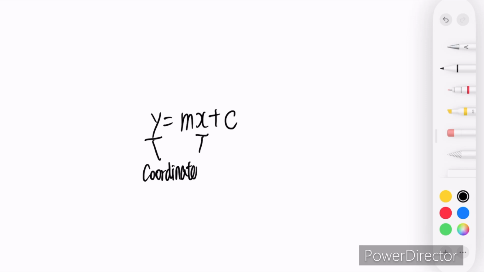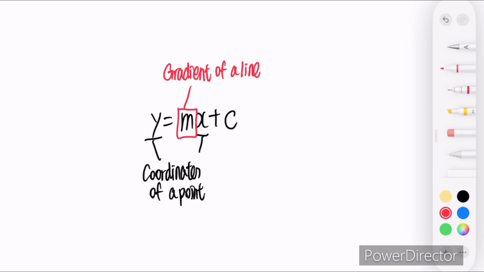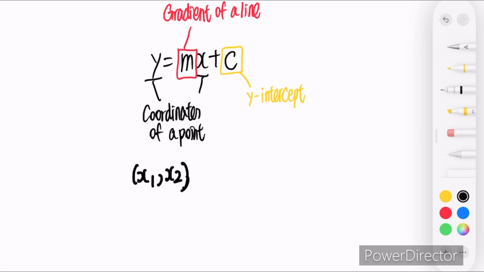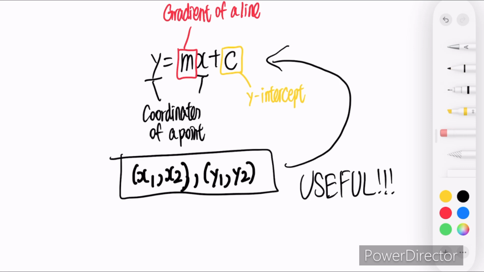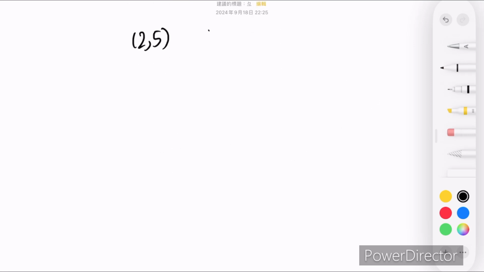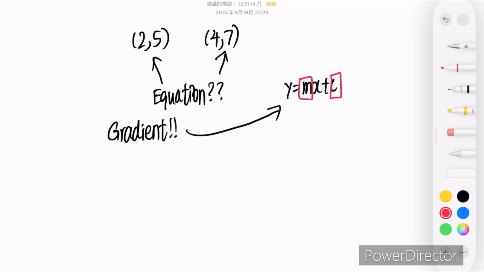Well, x and y is just the coordinates of a point, m is the gradient, which refers to the steepness of a line, c is the y-intercept, which is the value of y you will get when a line passes through the y-axis. Usually, you'll be able to use this equation when 2 points are given. Let's say you're given 2 points, (2, 5) and (4, 7). To find the equation of this line, we first have to find the gradient of the line.